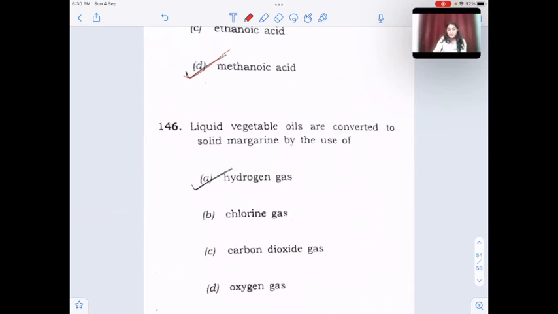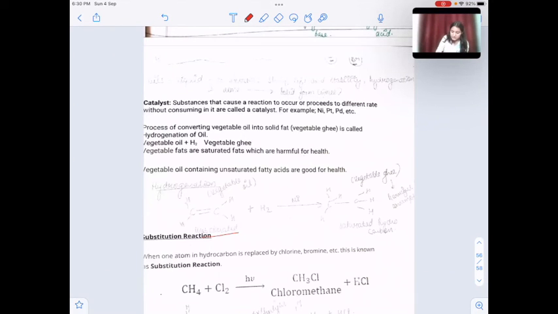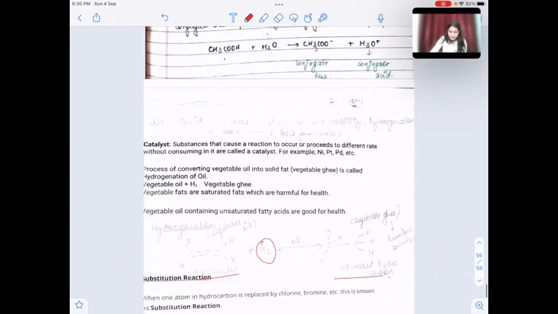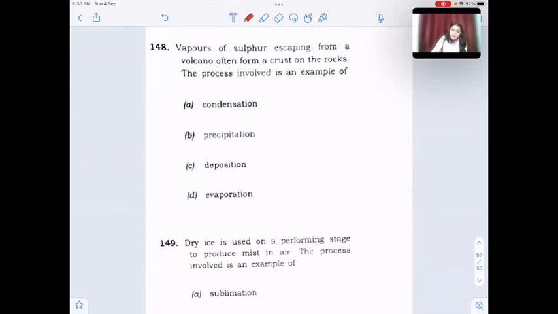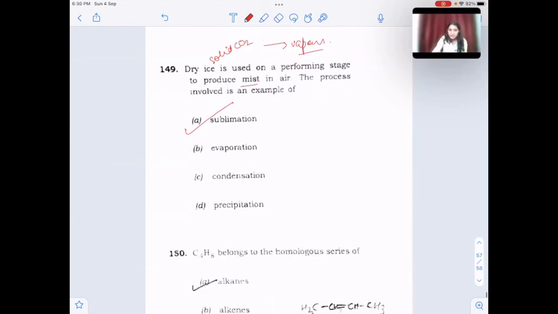Vegetable oils are converted into solid margarine by the use of? Okay, so here is the reaction: unsaturated converted into saturated by using hydrogen. Option A, hydrogen gas. Vapors of sulfur. Okay, conversion of vapors into solid. This process is the reverse of sublimation. This process is deposition. Dry ice. Dry ice is solid CO2. So when a solid gets converted into vapors, that is sublimation. Option A.